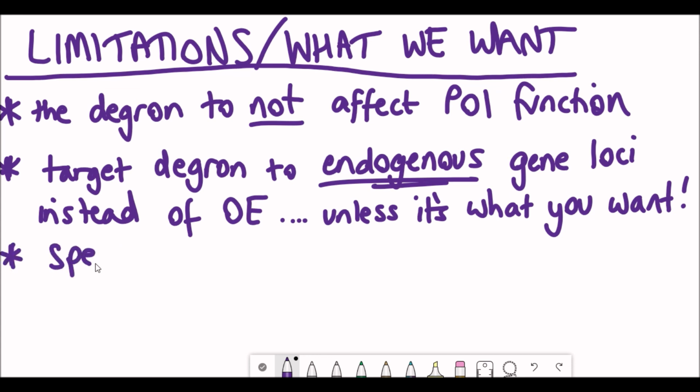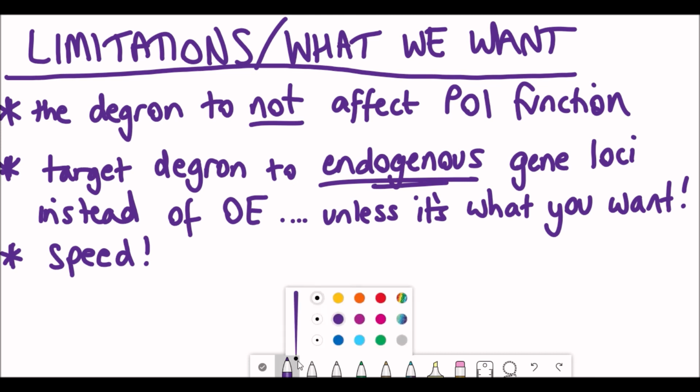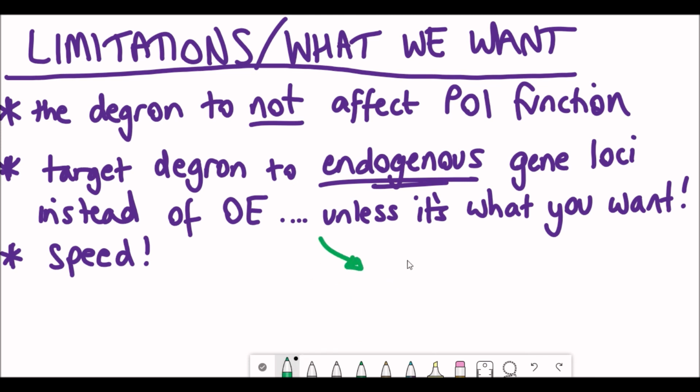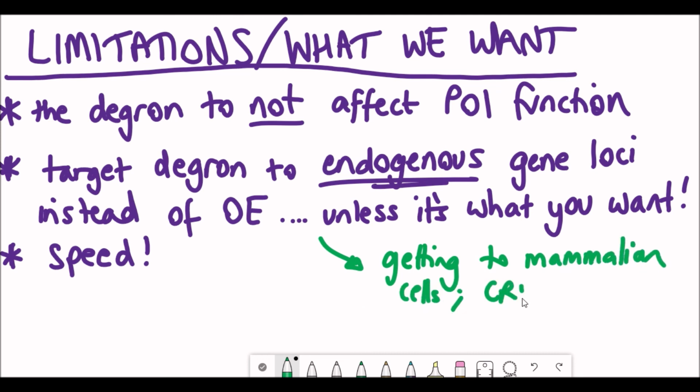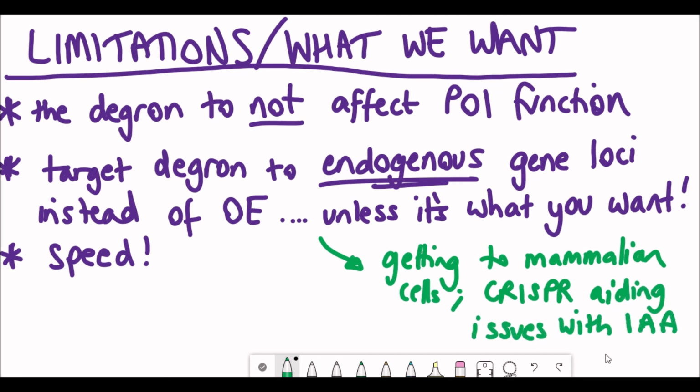There's also potentially issues with using auxin in mice, something to do with the liver. They metabolize it and the mice aren't happy. And lastly, speed. I said already that you can get degradation within 30 minutes, but the faster that you can induce this degradation, the more direct the response is on the cell to that protein being removed.